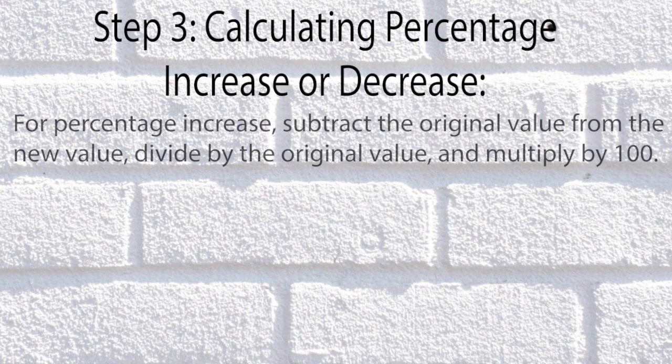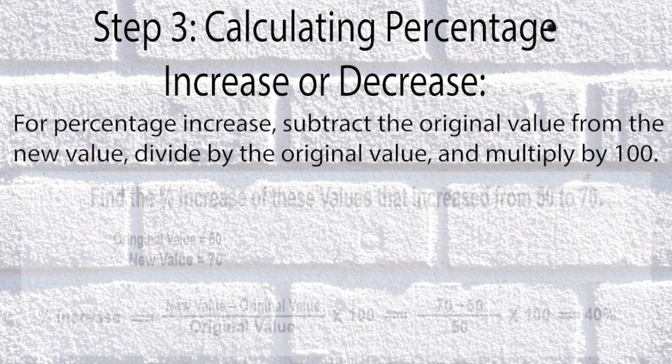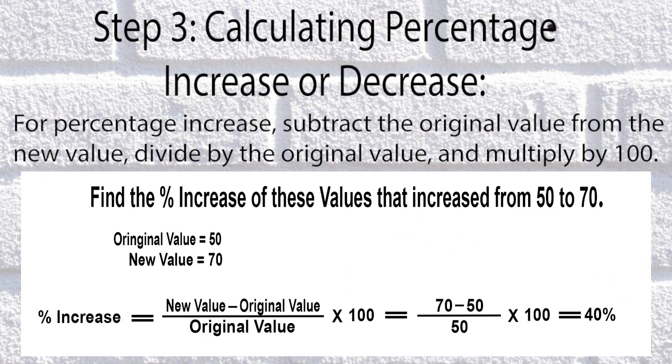Step 3: Calculating percentage increase or decrease. For percentage increase, subtract the original value from the new value, divide by the original value, and multiply by 100. Take, for example, find the percent increase of values that increased from 50 to 70. The original value being 50 and the new value being 70.